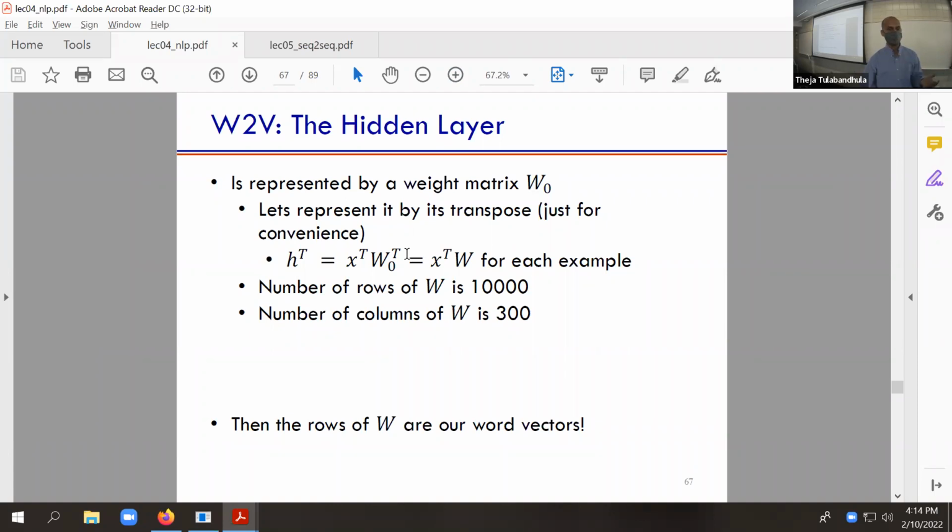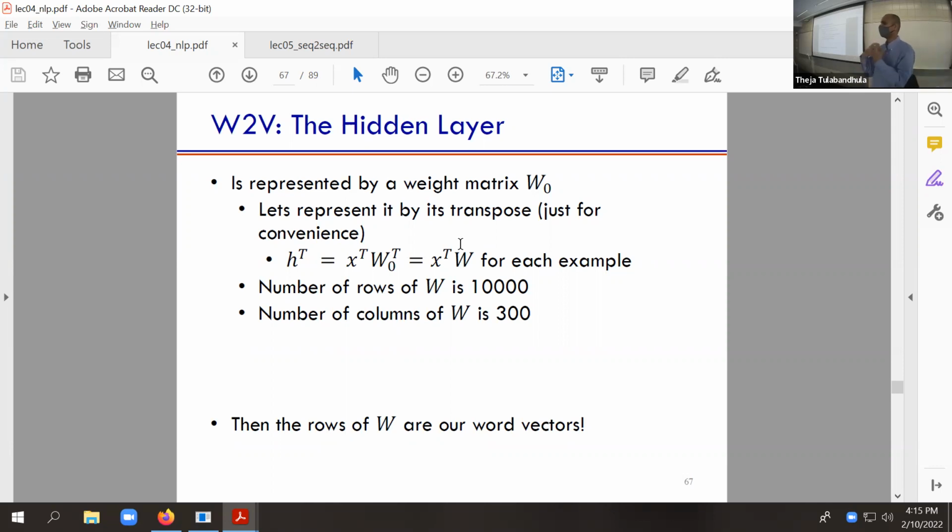So let's transpose the operation, and let's call the transposed matrix W. The transposed matrix is W, not the original matrix. Why transpose, we'll see. This W matrix has 10,000 rows and 300 columns. The original matrix would have been 10,000 columns and 300 rows, because the number of neurons is 300, so the number of rows of the first matrix would have been 300.